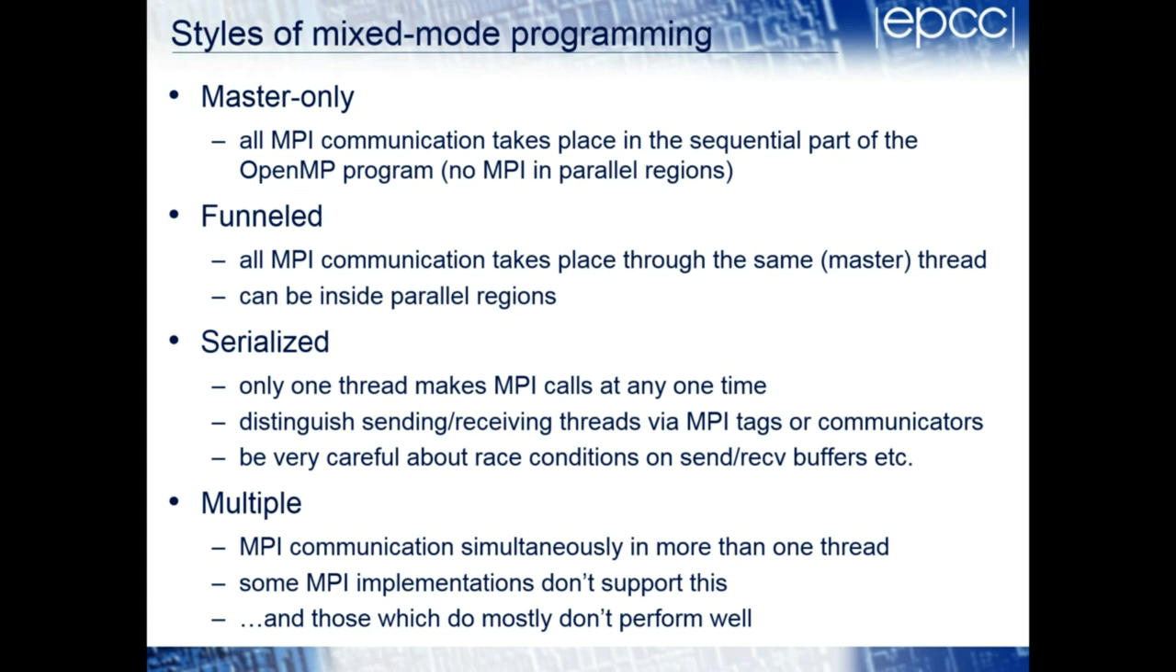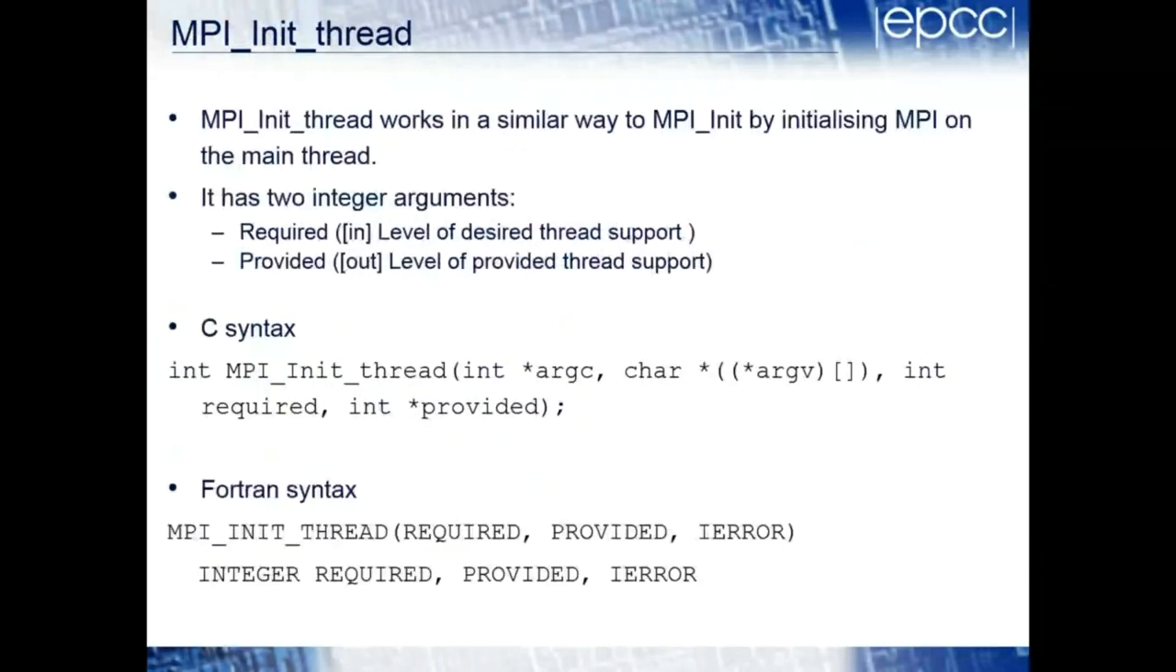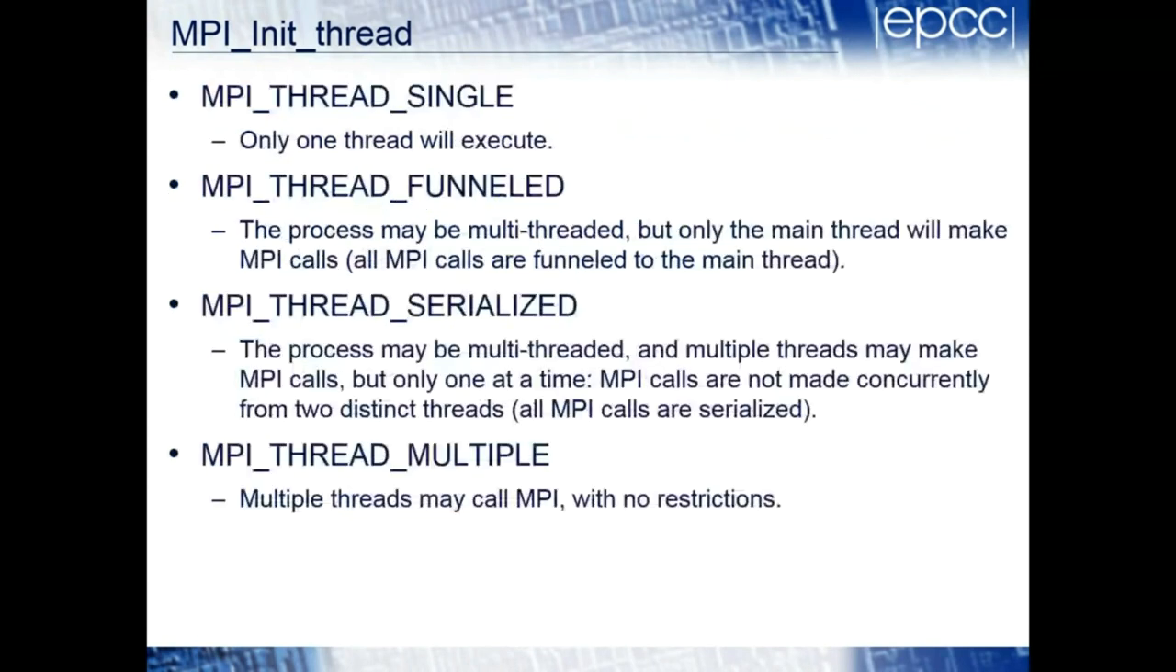When you initialize MPI, I'll skip through the examples, but you have MPI_Init_thread, where you say what level of thread support you want. This replaces MPI_Init. It's a weird syntax, but what you're saying is I'm initializing MPI for a threaded environment, and you give it required and provided. You say what thread support you want, and it gives you back what it can provide, which might be less. The thread support you can ask for is MPI_THREAD_SINGLE, MPI_THREAD_FUNNELED, MPI_THREAD_SERIALIZED, or MPI_THREAD_MULTIPLE.